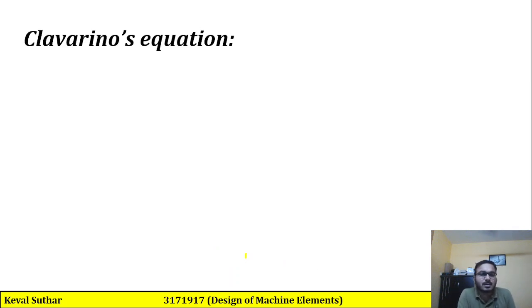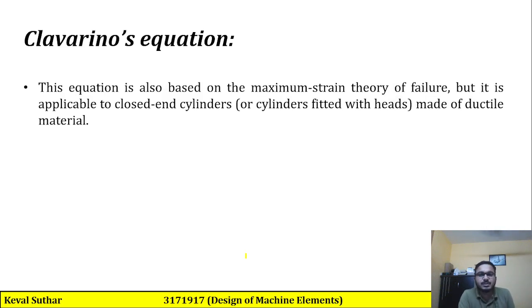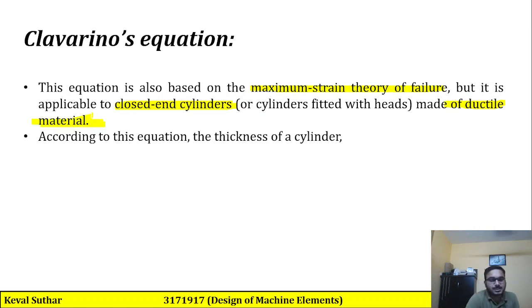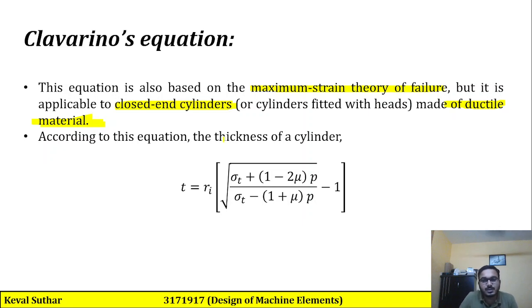Now the next is Claverino equation. This equation is also based on the maximum strain theory of failure. Okay, however, it is applicable to the closed end cylinders, that is the cylinders which are fitted with heads made of ductile material. Now according to this equation, the thickness of cylinder is given by this formula. So this formula is just given as it is, there is no proof for this. So you just need to remember the formula.